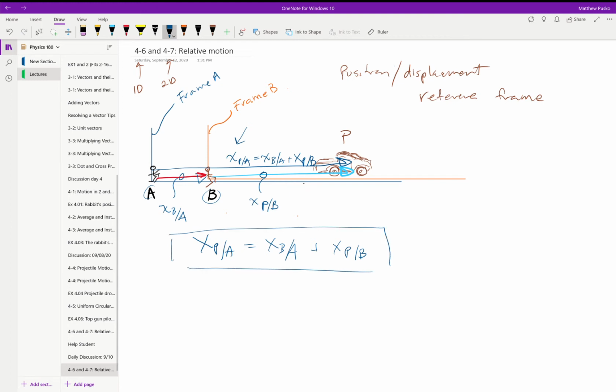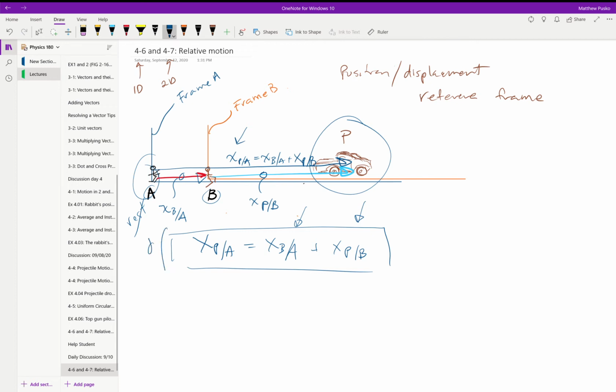So we can basically locate any point in a moving reference frame as long as we know the location of one of the reference frames with respect to where we are, and the position of the object of interest, in this case the vehicle that was moving, with respect to the moving reference frame B. And they can both be moving, so don't think that A has to be at rest. It does not.